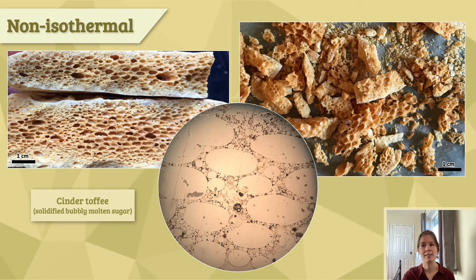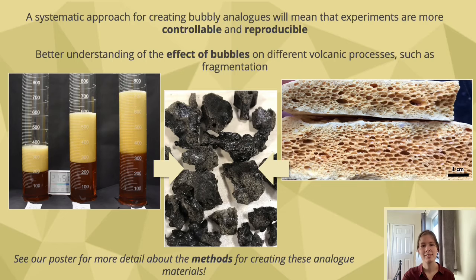cools and solidifies. Like the isothermal analogue, we can produce cinder toffee with different vesicularities by using different amounts of sodium bicarbonate. This allows us to investigate the effect that bubbles have on a material that undergoes a phase change. Here I've introduced these analogue materials and how they may be useful in experimental volcanology.